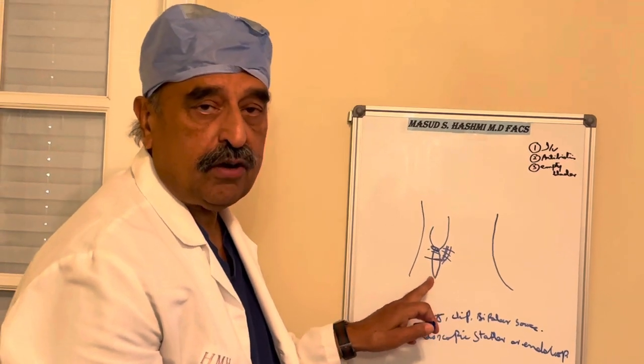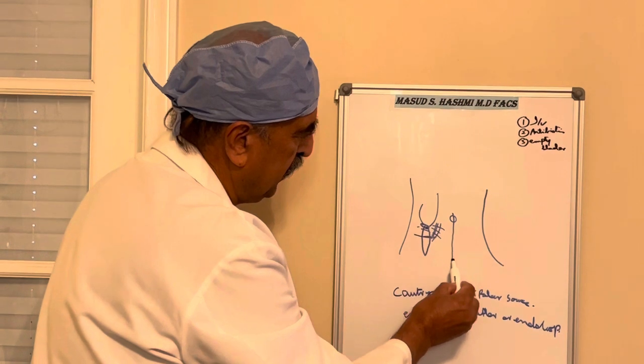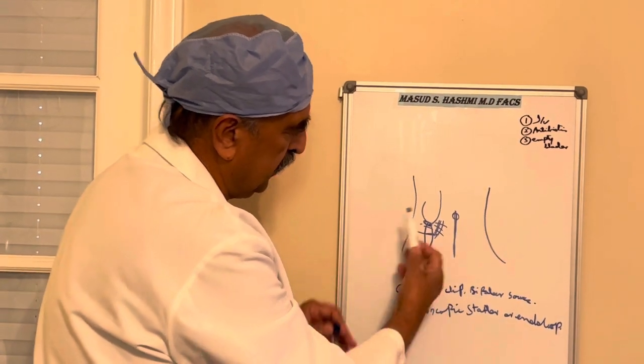If you cannot take it out, or it's too difficult, and this is the belly button, you open from the midline, and you go and take out the appendix.